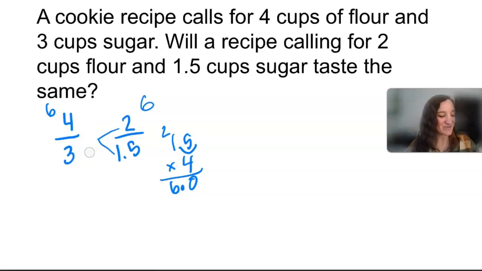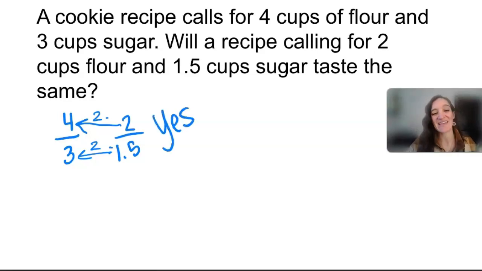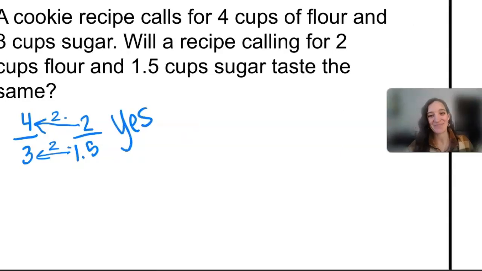But did you notice that, well, here's another way, that multiplication chart. If we look on row 2 and just times it by 2, we get 4, don't we? What if we did it this way? What's 1.5 times 2? 1.5 and 1.5 is 3, isn't it? So yes, they will taste the same.